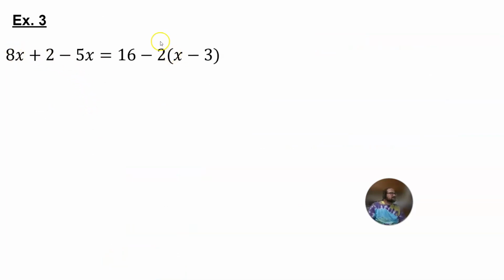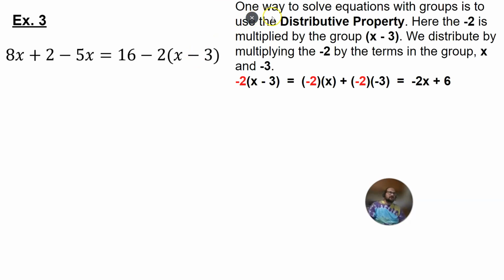Now, in this situation, we've got something going on over here. We've got a group being multiplied by a -2. And in the past, we've waited till the end to undo the operations inside the group, but there's another way that many of you already know about. It's called using the distributive property.